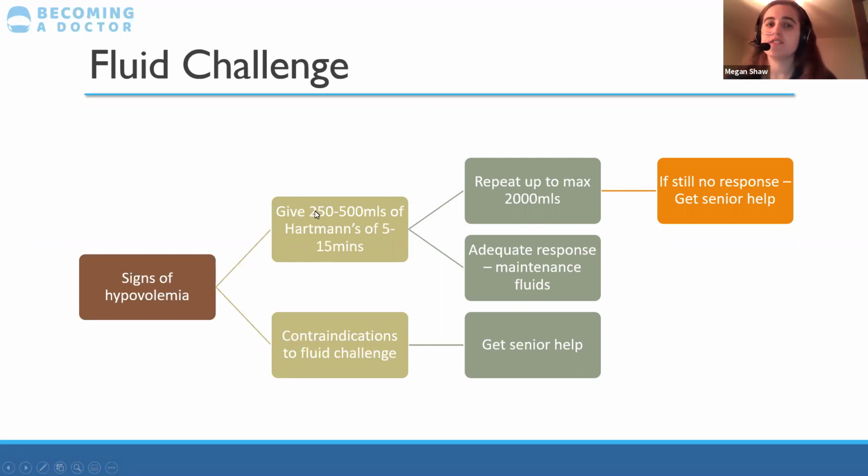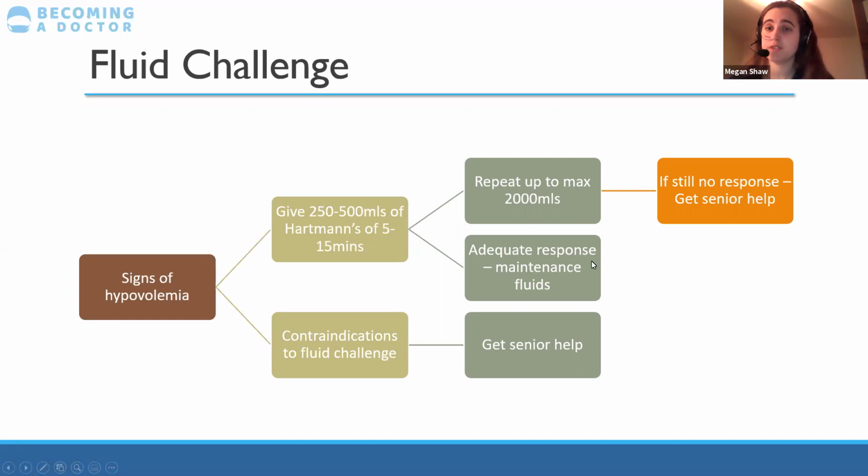So give 250 to 500 mils of Hartmann's, or I think it's called Plasmolyte in some places. So it's called different things, but whatever your resuscitation fluid in your area is, you give it over 5 to 15 minutes. So essentially as fast as you can. The debate is whether to give 250 or 500. If it's a little old lady, give them 250 and give it slowly. If it's a young fit guy, give them 500 and give it as fast as you can. It's all about their physiological reserve. How much and how fast can they cope with it?